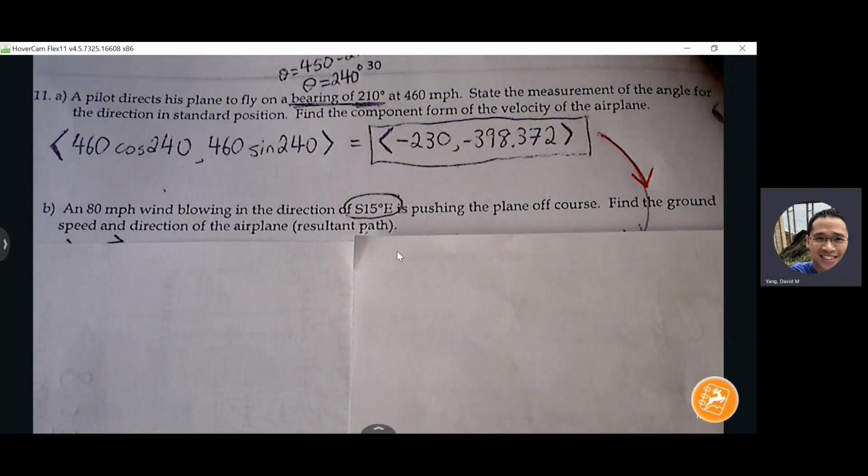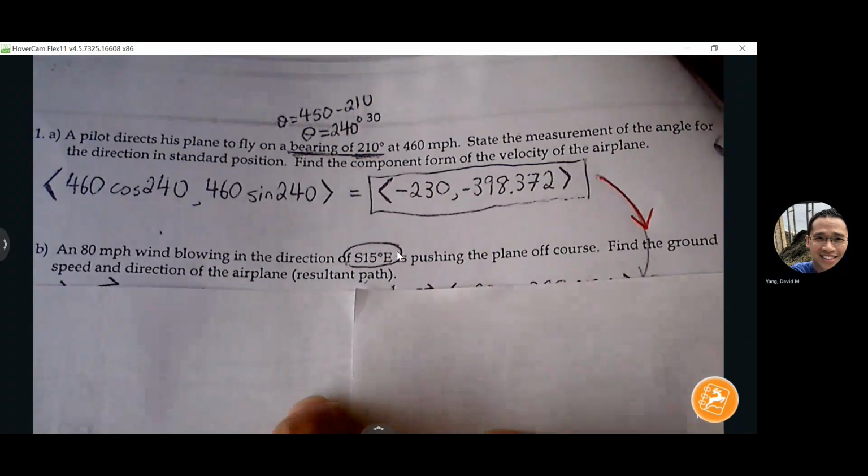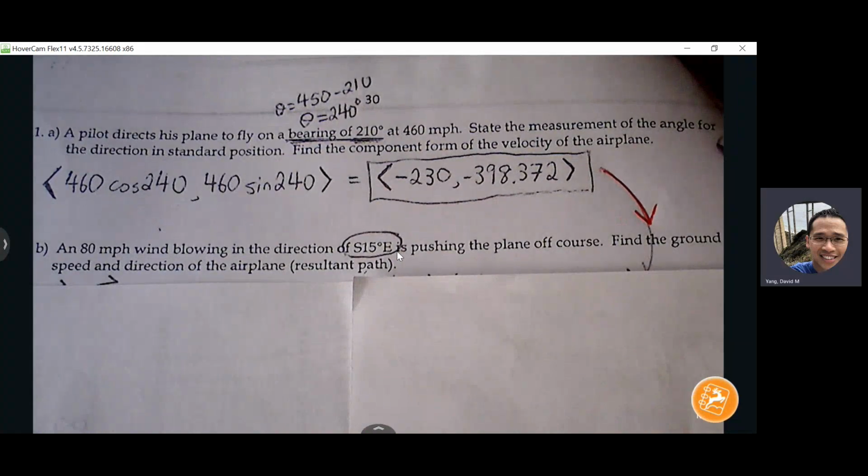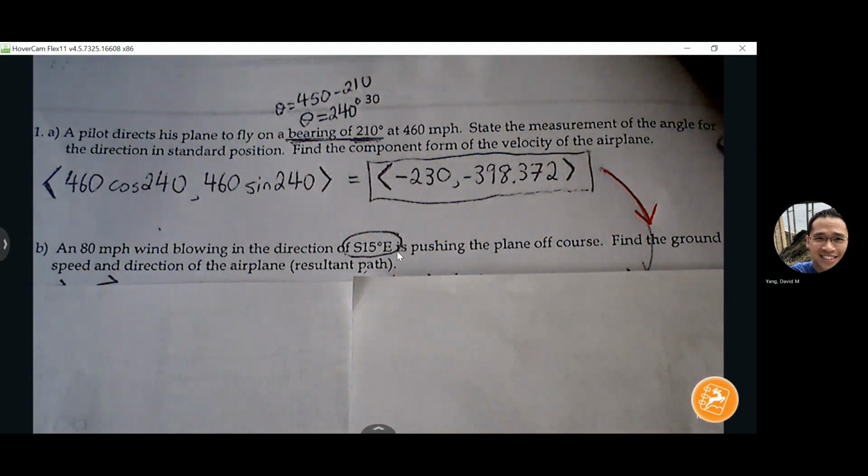Yeah, so 450 minus 210. Oh, sorry, 460 miles per hour, that's your magnitude. The formula for bearing is 450 degrees minus the bearing measure. So it's over here. Their position is 450 degrees minus 200.